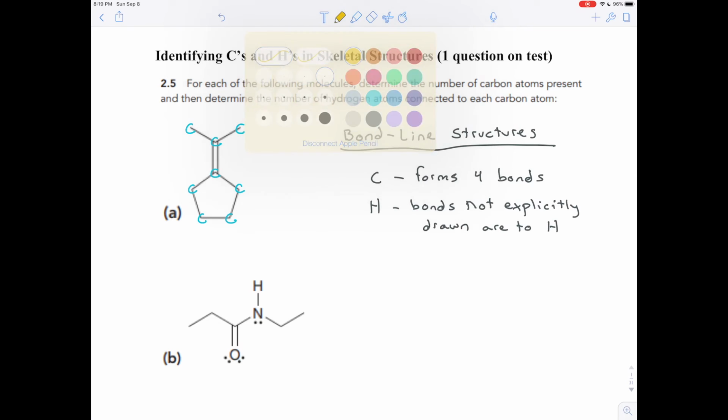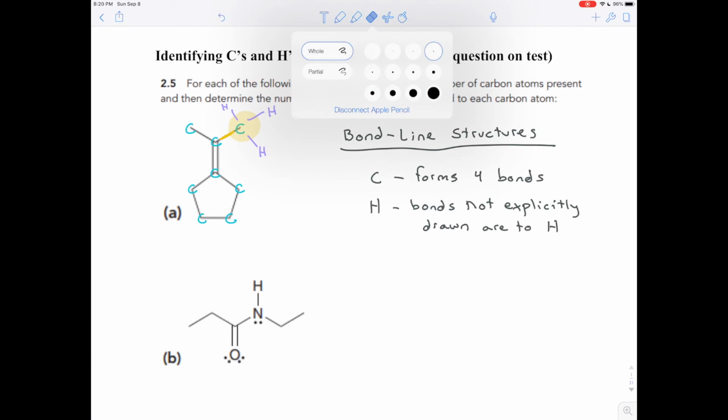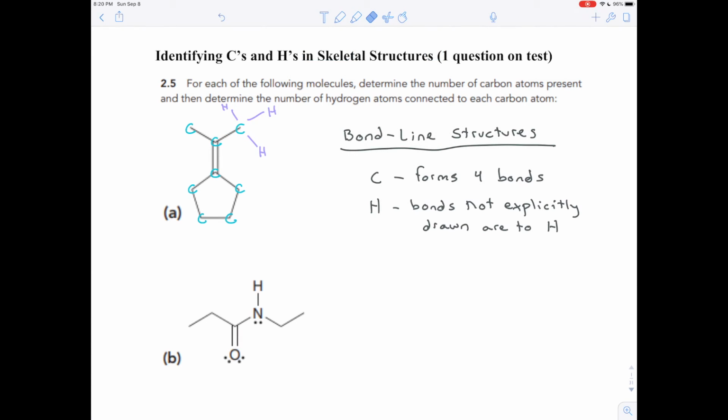And if you want to draw in the hydrogens, you have to think about how many bonds are already explicitly drawn. So if you look at this carbon right here, it only has 1 bond explicitly drawn. Since carbon tends to form 4 bonds, if it doesn't have a formal charge, you would want to add 1, 2, 3 more bonds. And those bonds that aren't explicitly drawn go to hydrogens. Hydrogen, hydrogen, hydrogen. And so that carbon would have 3 hydrogens.